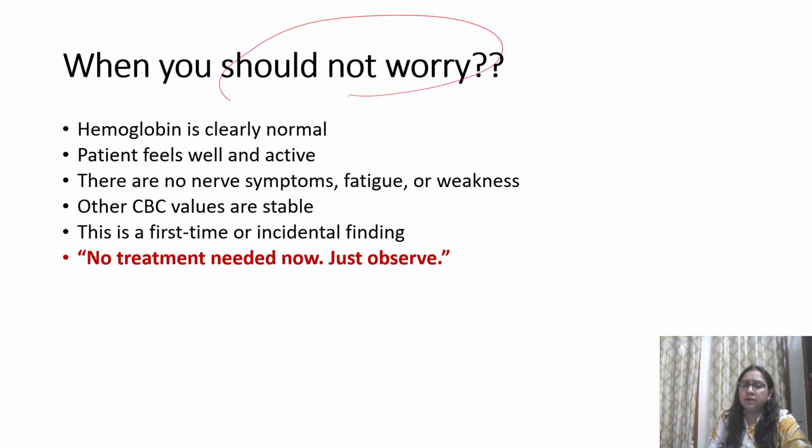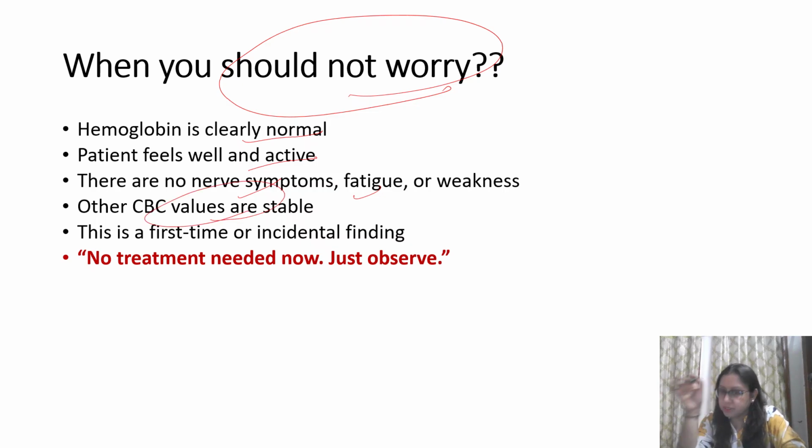So when should you not worry? When I said MCV high and hemoglobin normal, when hemoglobin is clearly normal in 1 or 2 settings, the patient feels well and active, there are no symptoms of anemia, no nerve symptoms like any tingling or numbness. Tingling and numbness is the initial sign; patients with vitamin B12 and folic acid deficiency will complain of tingling, numbness and weakness. All those peripheral neuropathy features will come in the patient. Then your other CBC values are stable. So just based on MCV, we cannot say that the patient has macrocytic anemia. We need to see other parameters also.